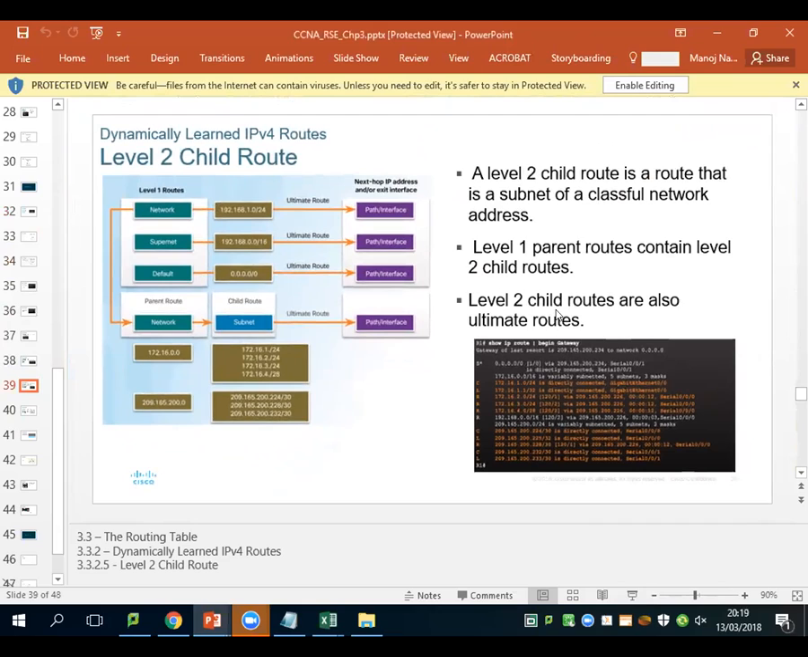Okay, all level 2 child routes are underneath level 1 parent routes. And it's recognized as defined as a subnet of a classful network address.